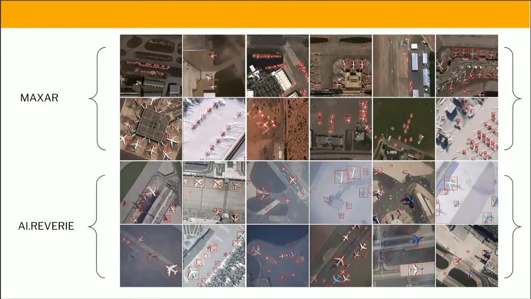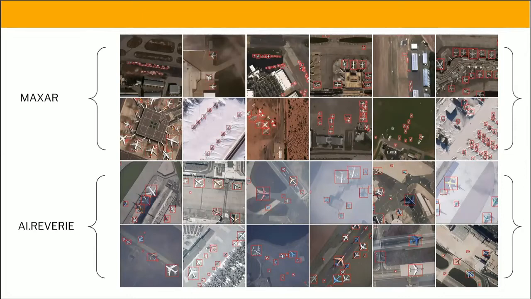So on this slide here, we've got 4 rows of data, the top 2 coming from our Maxar satellite and our real data set, and the bottom 2 created through the AI.Reverie synthetic data platform. And what I really want to draw attention to here is how closely and how similar these data sets really are to one another, and how great of a job AI.Reverie did at simulating actual real satellite imagery.